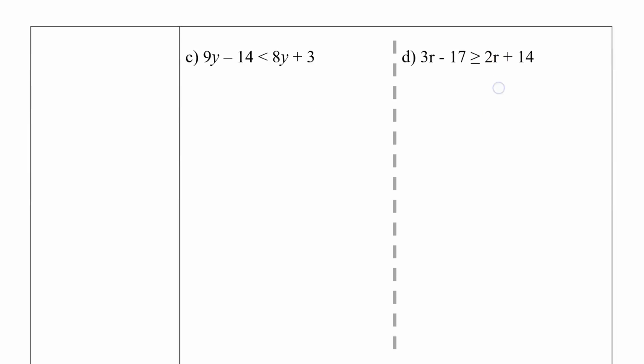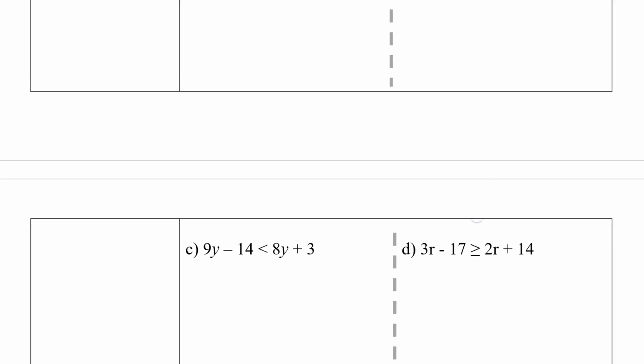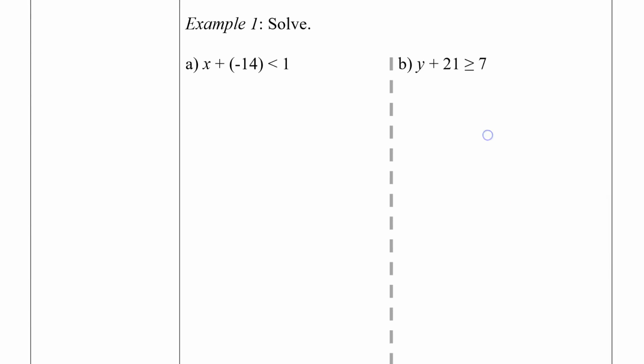Actually, example number 1 extends for 4 examples, and then we finish off with a quick little example. So let's go in here. x plus negative 14 is less than 1. I'm going to fix up this complication. I see a positive and negative butted up against each other. Remember our rules: whenever you have a positive beside a negative, it becomes negative. So x minus 14 is less than 1.